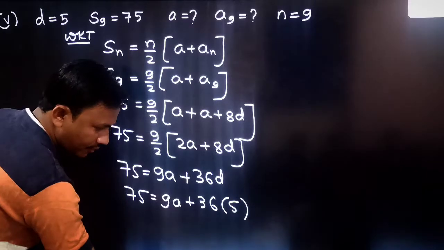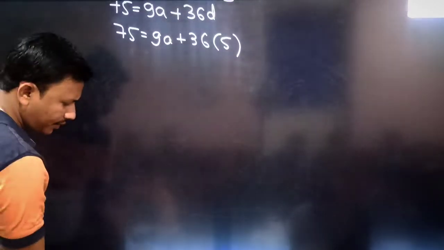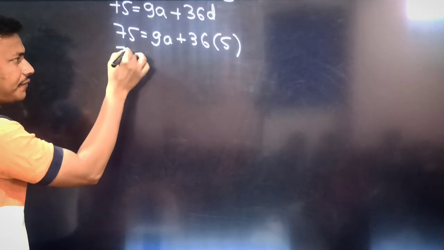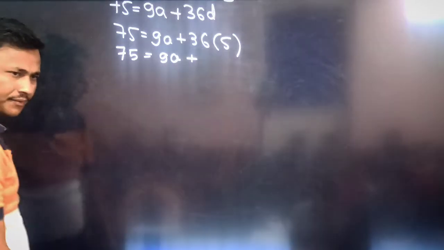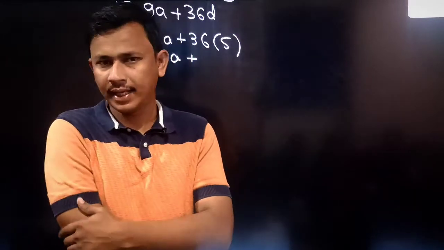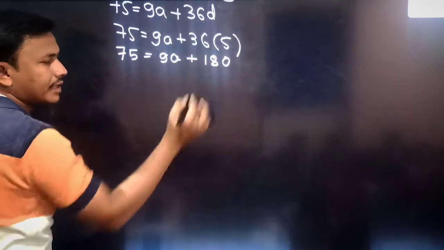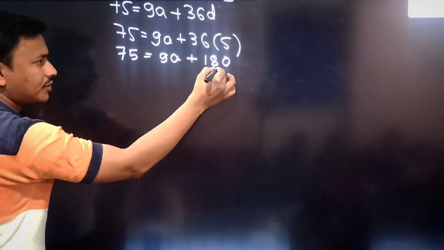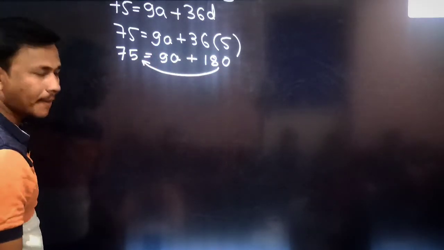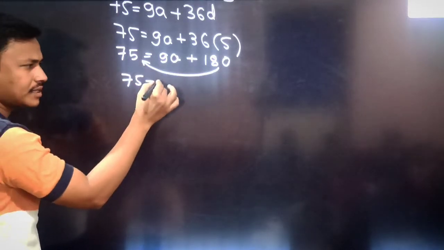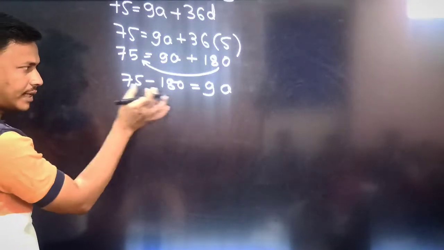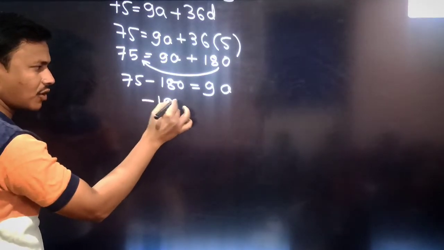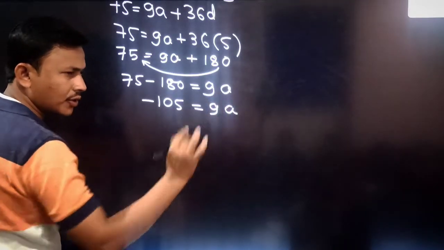D is equal to 5. Next, 75 is equal to 9A plus 36 5s are 180. Plus 180 it will become minus: 75 minus 180 is equal to 9A. 75 minus 180 is minus 105, equal to 9 into A.